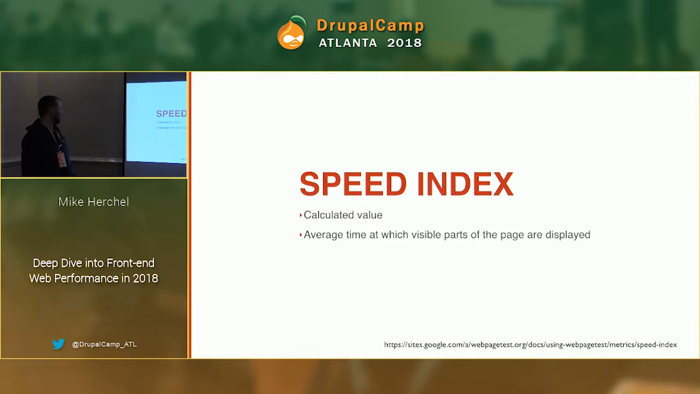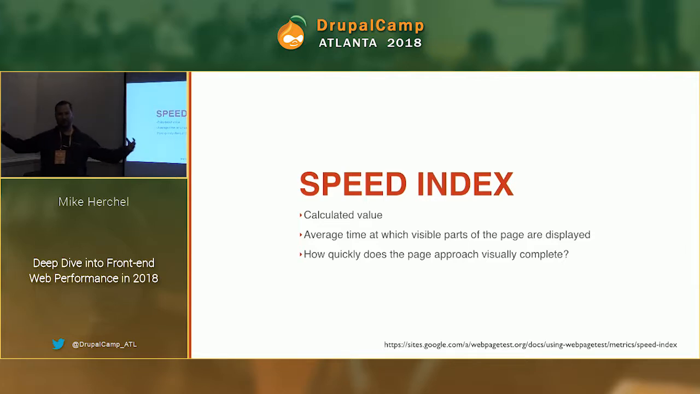It's a calculated value. It's kind of the average time at which the visible parts of the page are displayed. There's a hyperlink down here, and I'll post these slides up. This link tells you how it's calculated. But a way to look at it is, how quickly does your page approach visually complete?